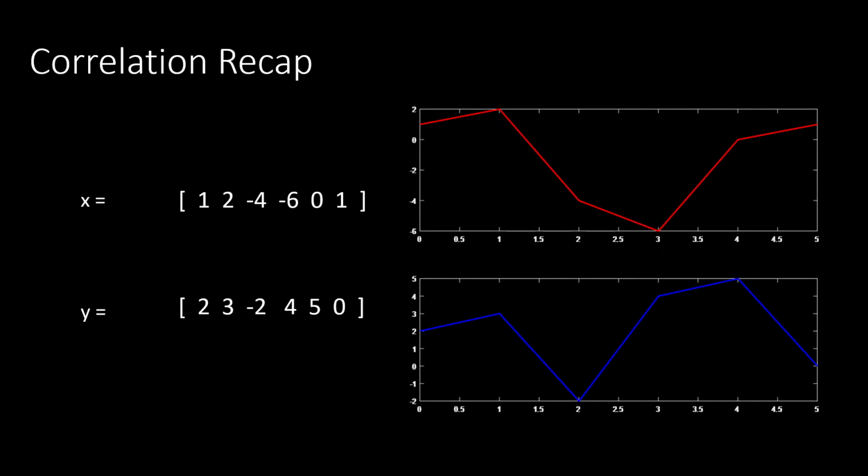Take these two signals, x and y, shown here. They are similar in shape between samples 0 and 2, with a peak lining up at sample 1 and a dip lining up at sample 2. But they are less similar in subsequent samples, with a dip at sample 3 of signal x lining up with a rise in sample 3 of signal y.